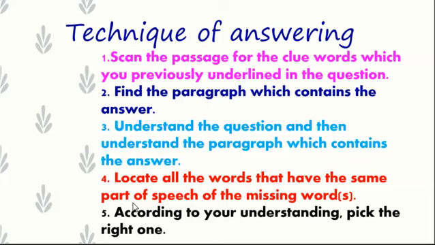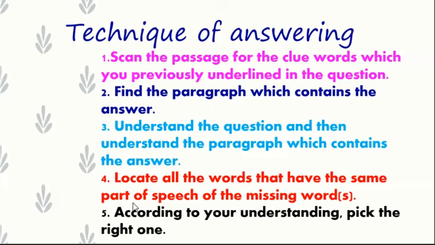I underline them and I refer to the passage, trying to find the paragraph that has the same clue words. Number 2, find the paragraph which contains the answer. I try to find the paragraph by using the clue words I mentioned before. Number 3, understand the question and then understand the paragraph which contains the answer. I need to understand both of them, because the answer is not obvious. As we said, there are kinds of changes that happen. Why? In order to make it somehow difficult.